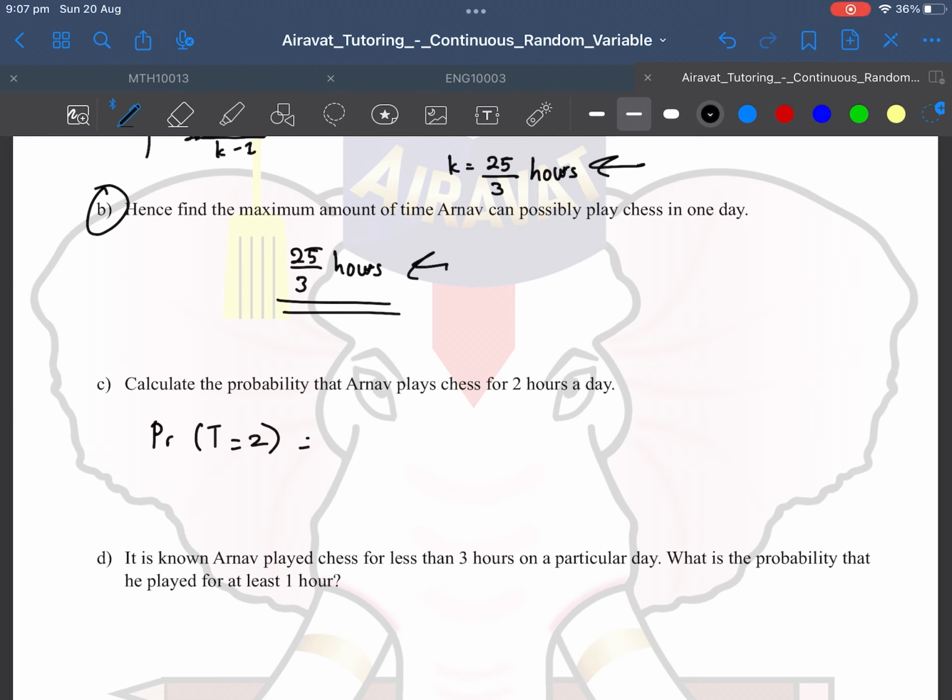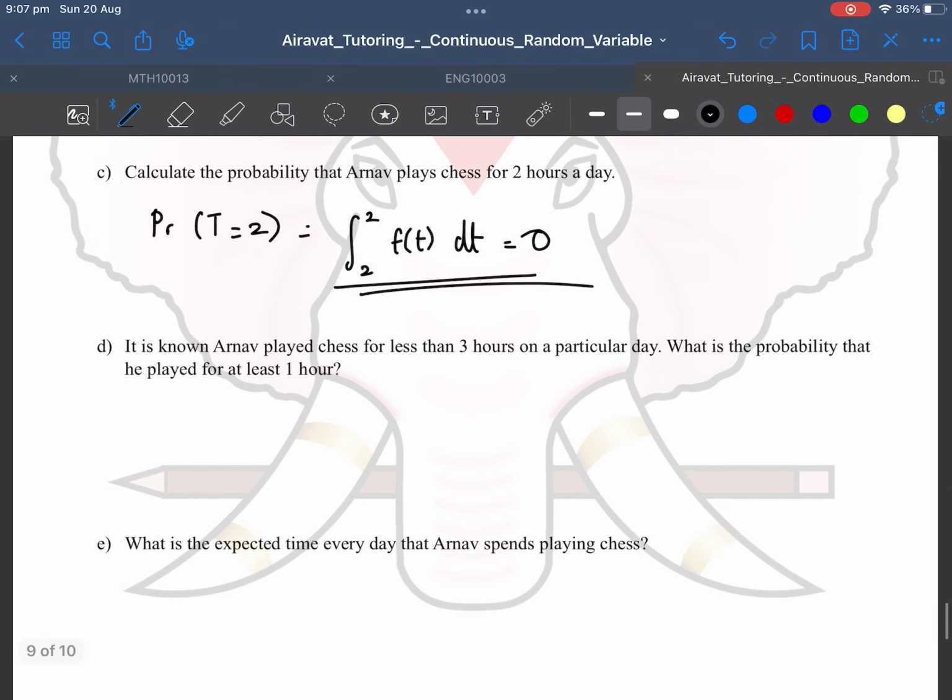We possibly could. It's just going to be the integral from 2 to 2 of f(t) dt, which is just going to be 0. Okay, this is for continuous probability. It's just going to be 0. Alright? Okay. It is known that Arnav played chess for less than 3 hours on a particular day. What is the probability that he at least played for 1 hour?